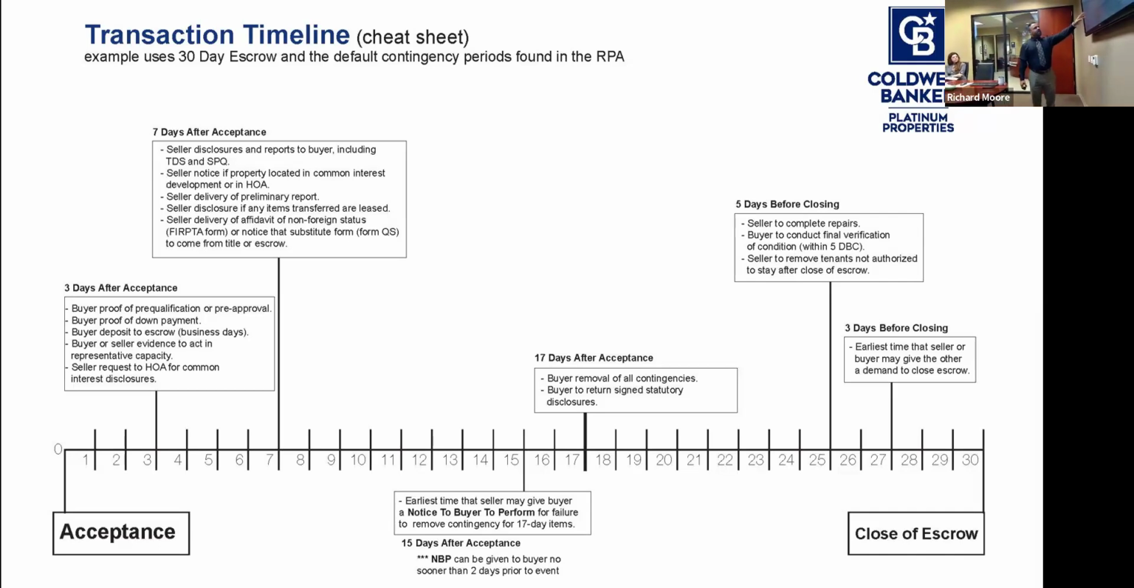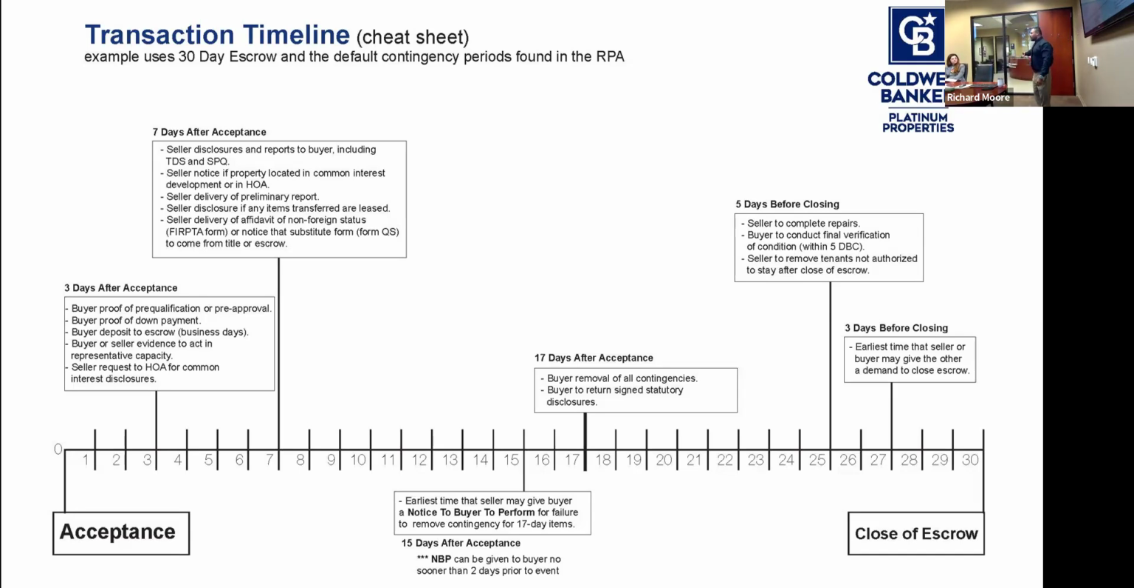So now the 17th day gets here. 17 days is when the buyer is supposed to remove contingencies. But if the seller wants, they can send a notice to perform 2 days prior to the 17th day. Let me back up. The buyer can cancel for any reason if they have not removed contingencies. The seller can't. The seller's stuck.